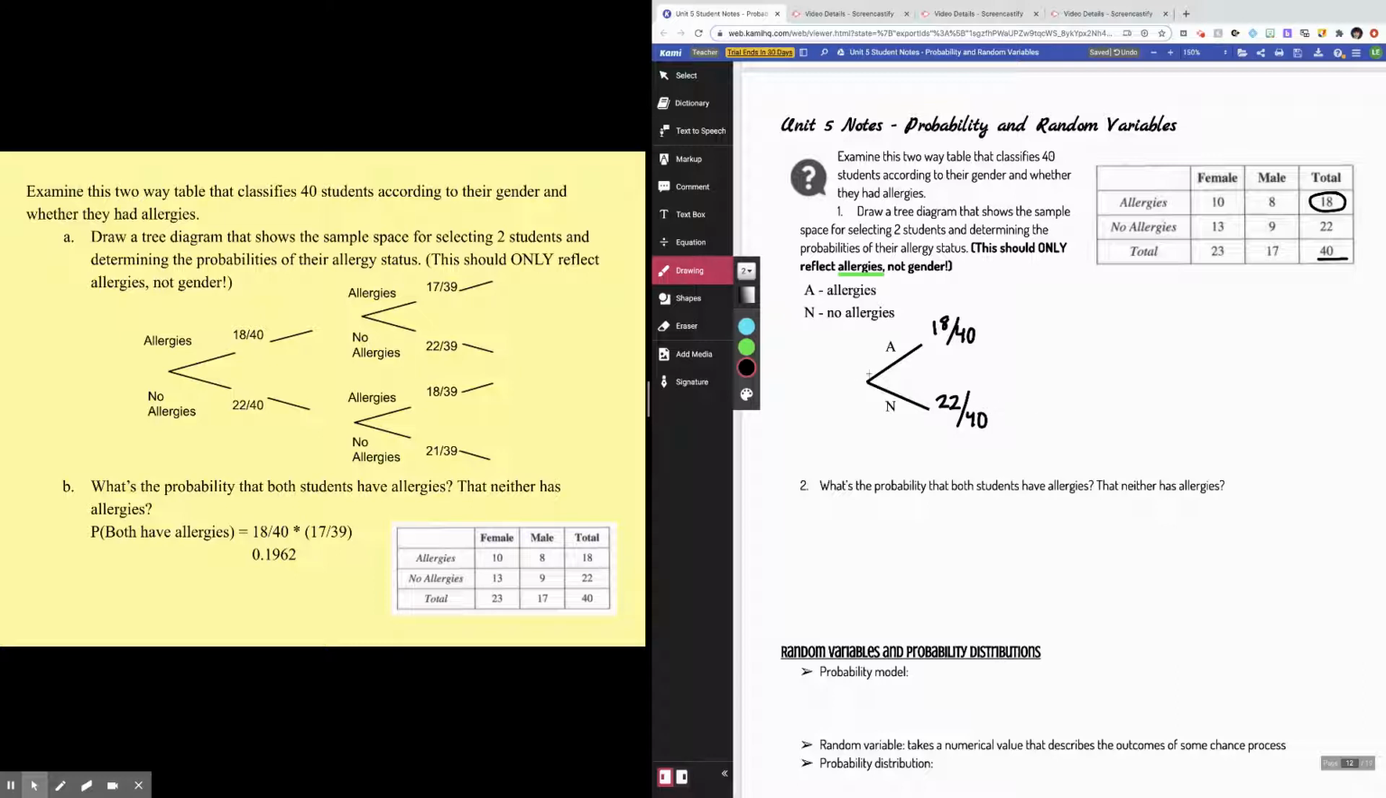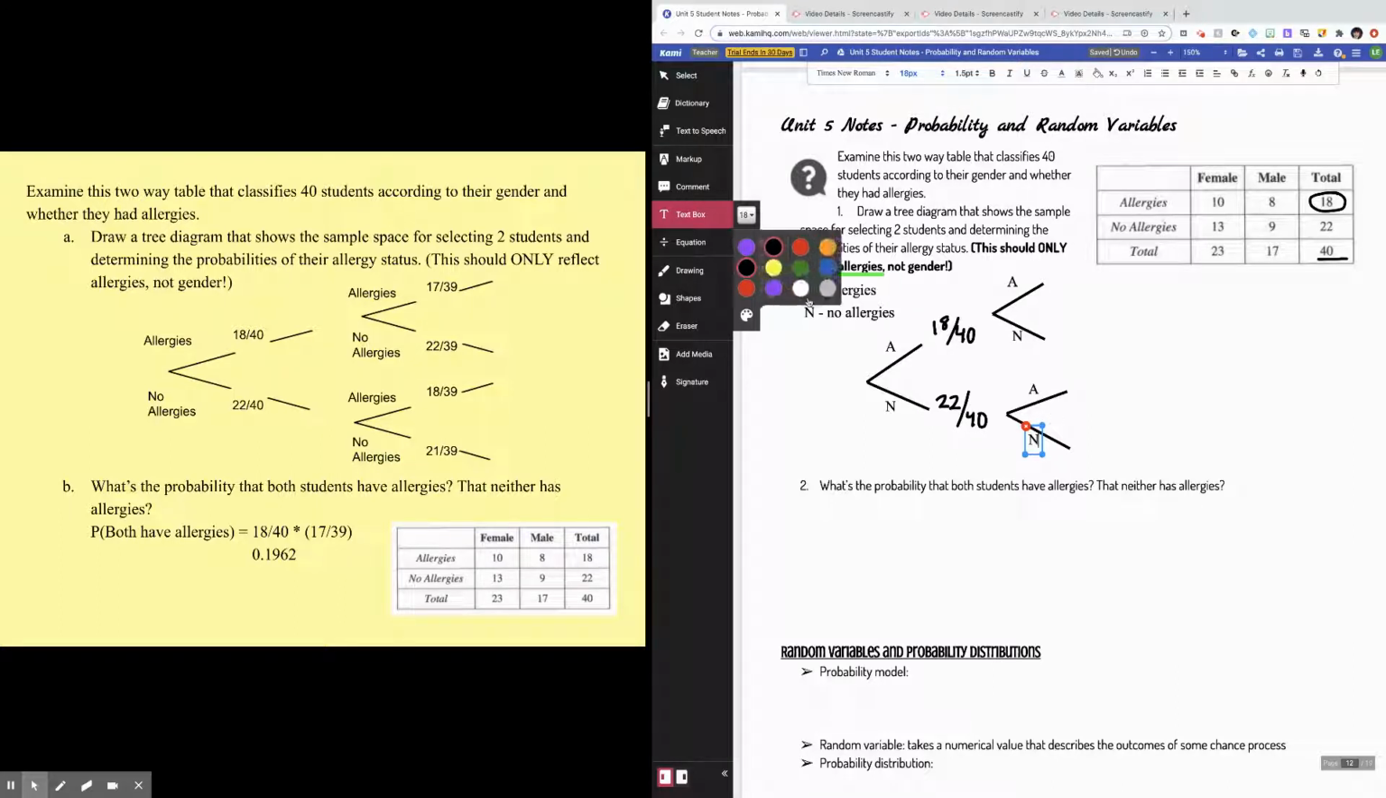Now I'm selecting 2 students, which means this first branch is my first student that I select, and I have to select another, right? Let's try to actually connect those. So I have my 2 branches that will go off of each of my options for my first person, and we still have the same events. Either that second person that I choose has allergies or they don't have allergies. So this is A and N, and then same thing for this bottom one, A and N.